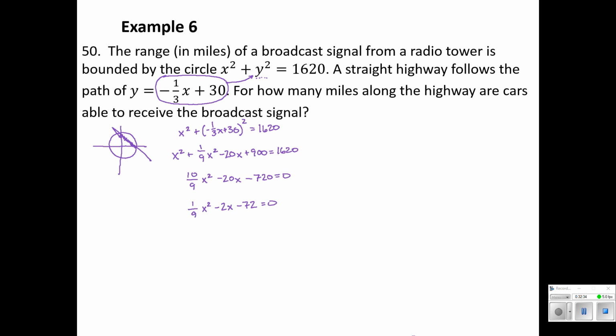All right, now that we've got this simplified, we can actually see if it factors. I know that 1/9 is kind of scary. We can multiply both sides by 9, but that would make these numbers outrageous. So let's just try and work with this 1/9. That's kind of cool. So 1/9 times negative 72 is negative 8. What multiplies to be negative 8 and adds up to negative 2? Well, negative 4 and positive 2.